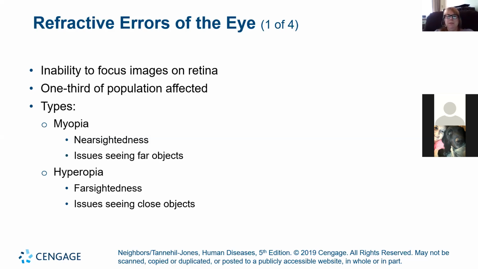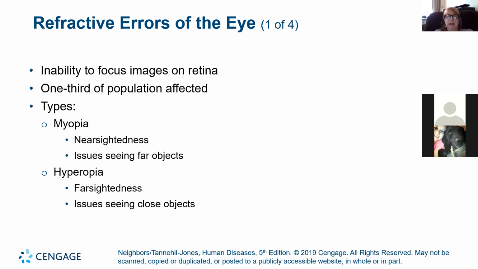The first type is myopia, and this is nearsightedness. Nearsightedness means you can't see objects far away. So you can see the computer screen, but when you go to look half a mile down the road or way across the room, you can't see things real clearly.